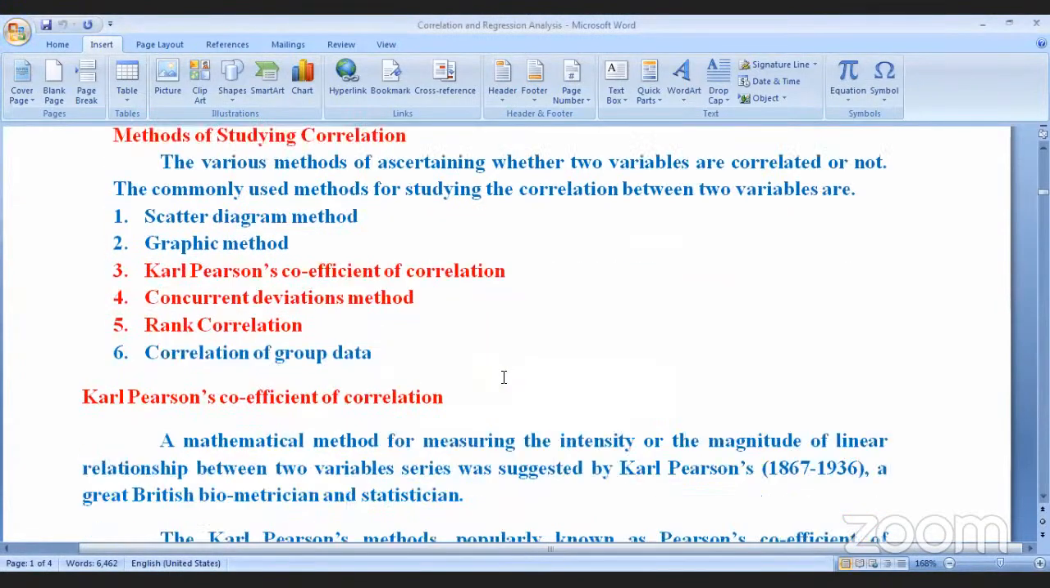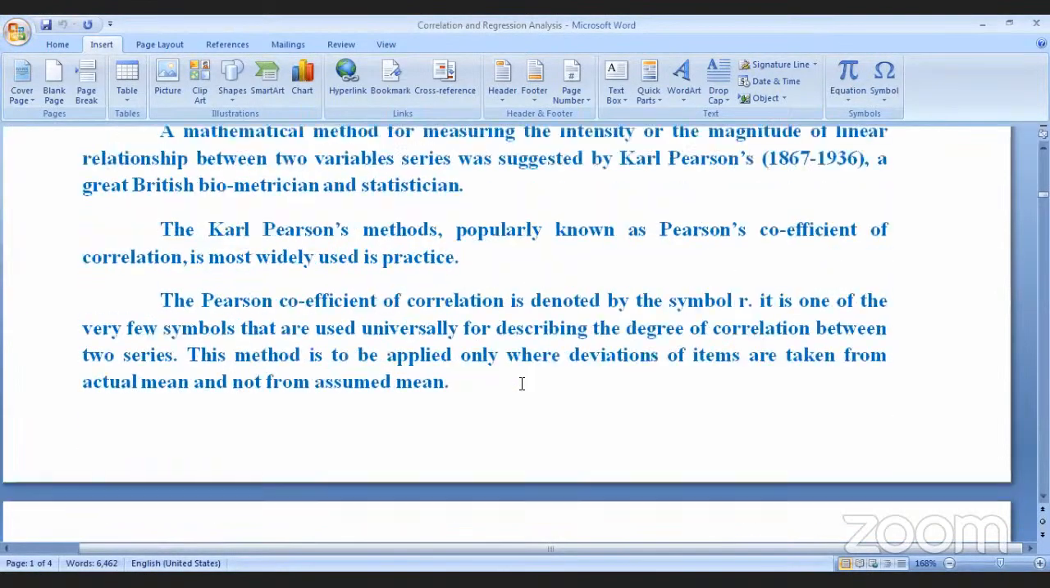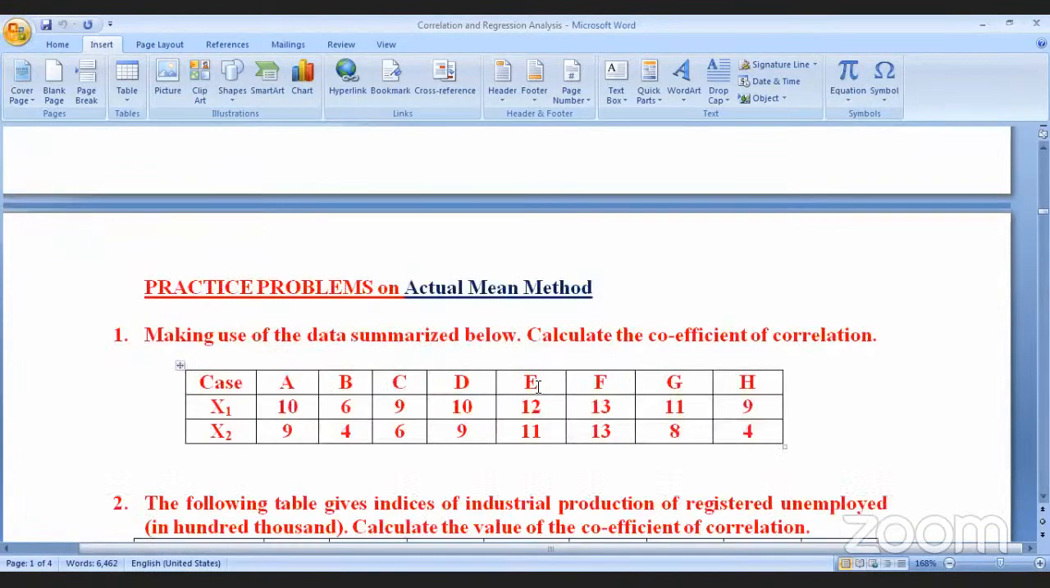So I'm moving on; we completed types. The next one is methods. This is important here. So listen here. The various methods of ascertaining whether two variables are correlated or not. The commonly used methods for studying the correlation between two variables are: scatter diagram method, graphical method, Karl Pearson coefficient of correlation method, concurrent deviation method, rank correlation, and correlation of group data. So these six methods are generally there. They are all very important, but we are going to focus on only five methods. From these, I will start with the Karl Pearson coefficient of correlation method. That is the third method.